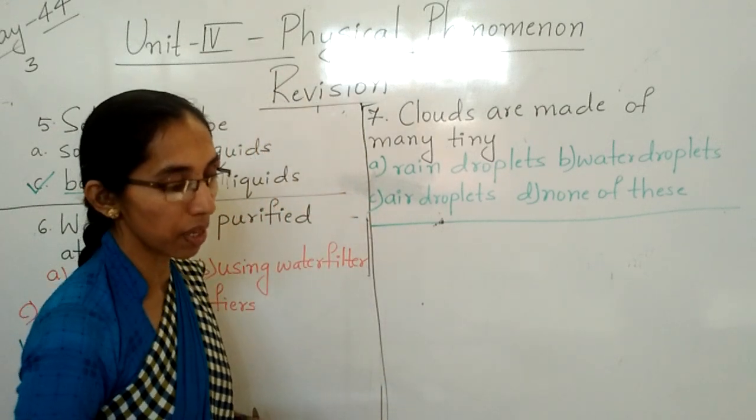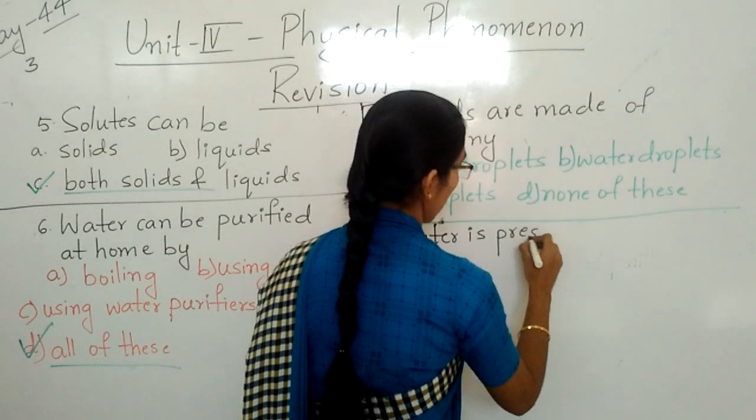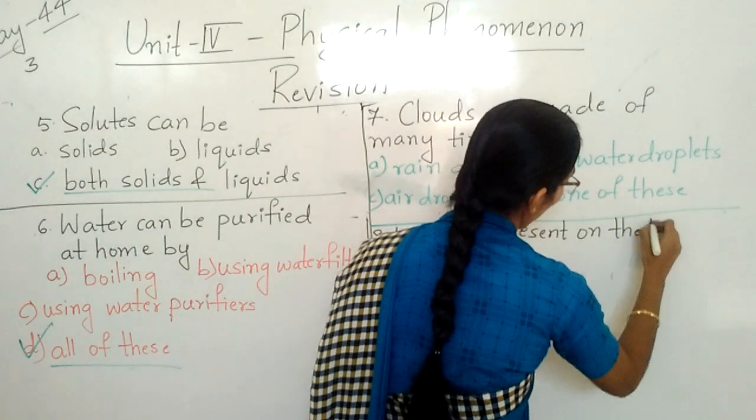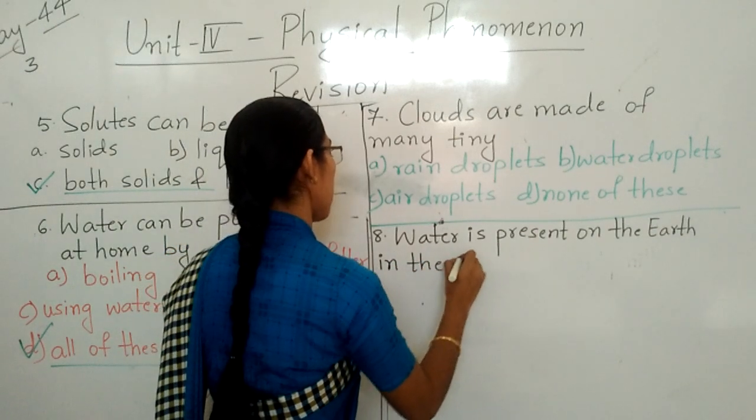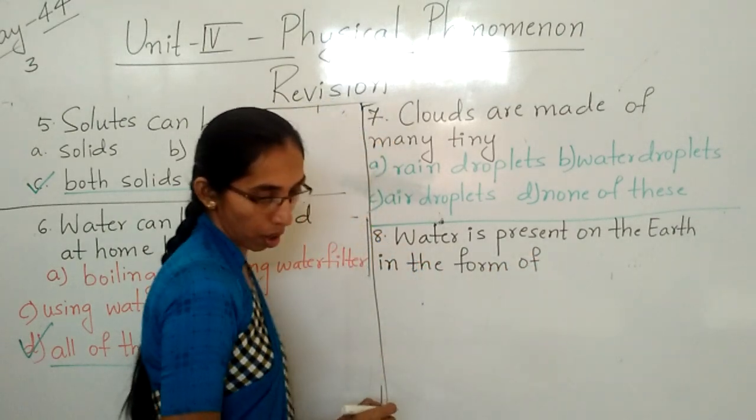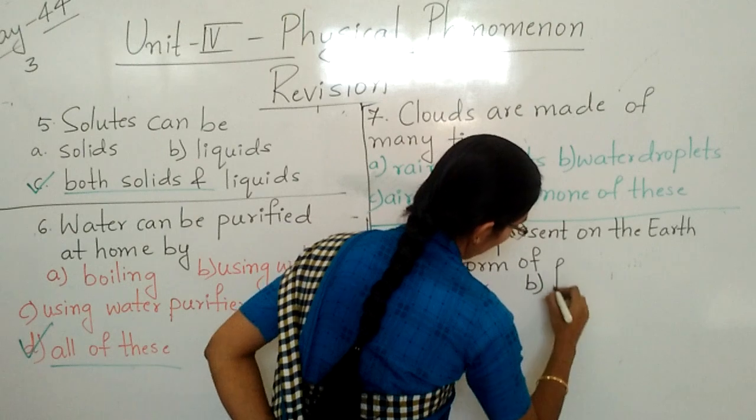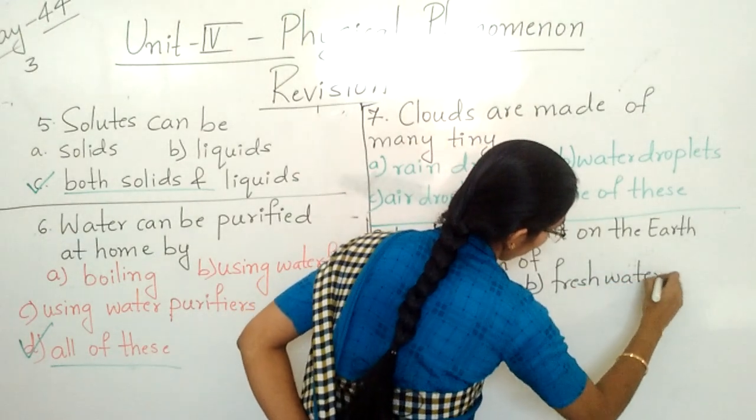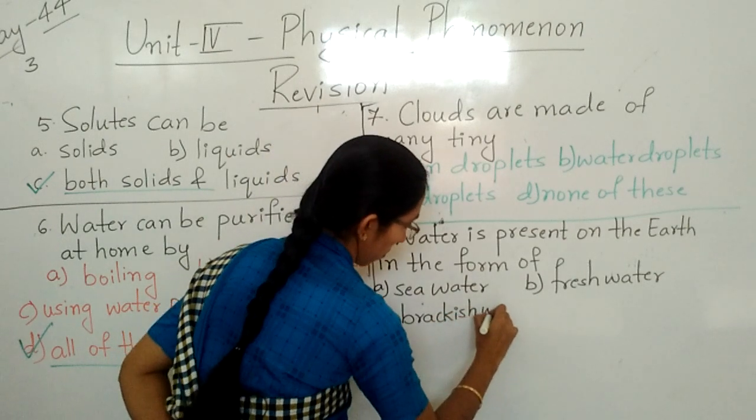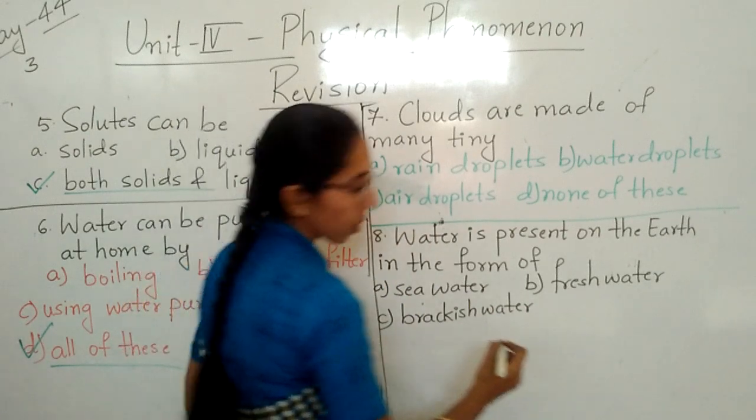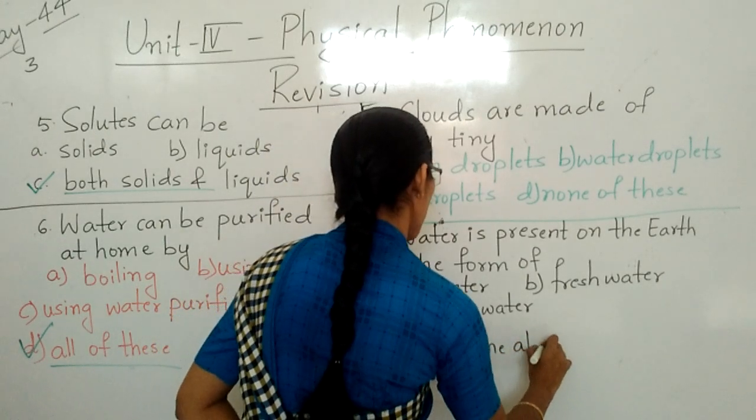Last one. Water is present on the earth in the form of sea water, fresh water, brackish water, last one, all of the above.